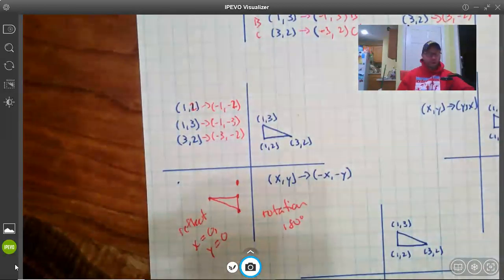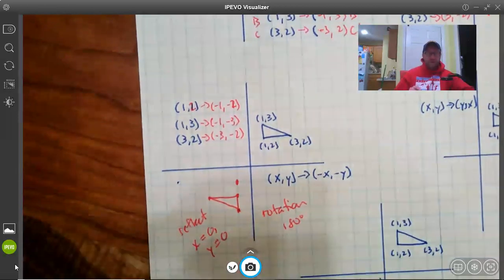And I want to point that out because actually every single one of our transformations, no matter what they are, can somehow be achieved through some series of reflections. So all of our rotations could be achieved by some type of a reflection. Same would be true of translations as well.